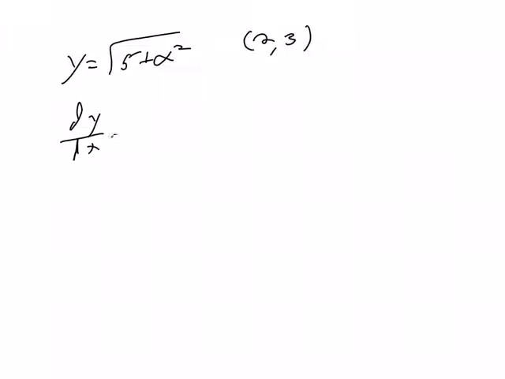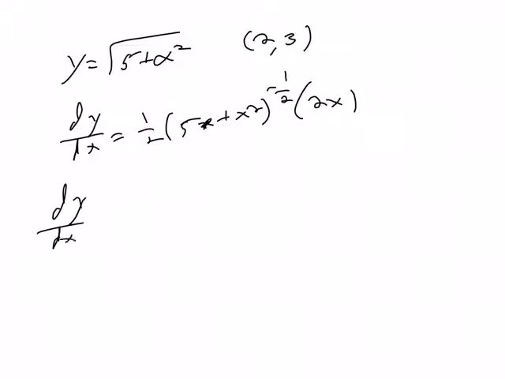So our next problem is problem 54. We have y is equal to the square root of x plus x squared, at the point (2, 3). So dy over dx is equal to a half of x plus x squared to the negative a half times 2x. So dy over dx at the point x equals 2 is going to be equal to a half, 5 plus 4.